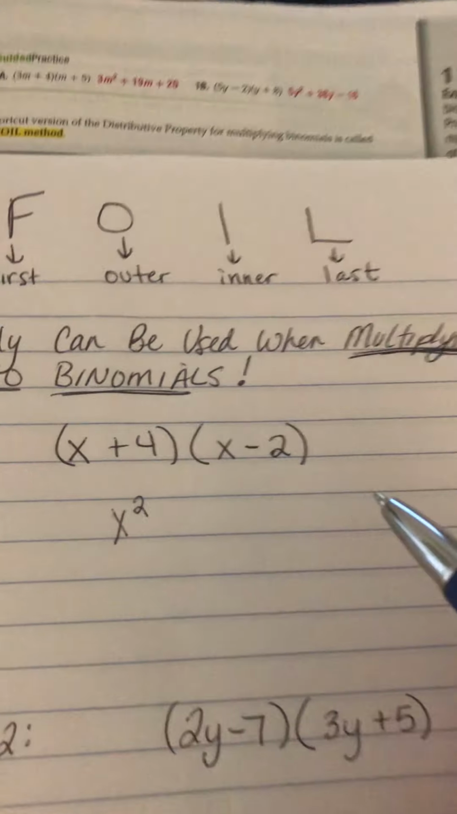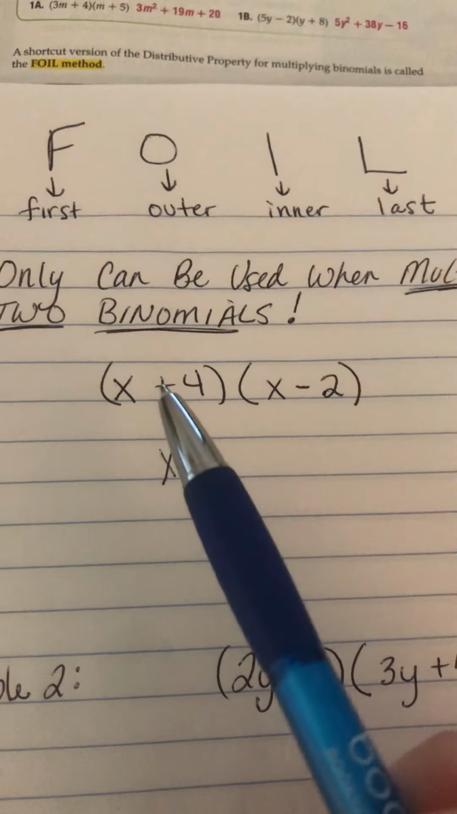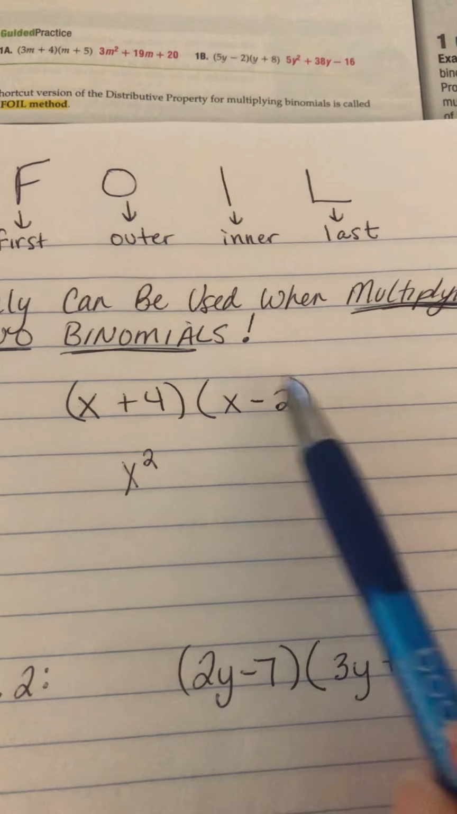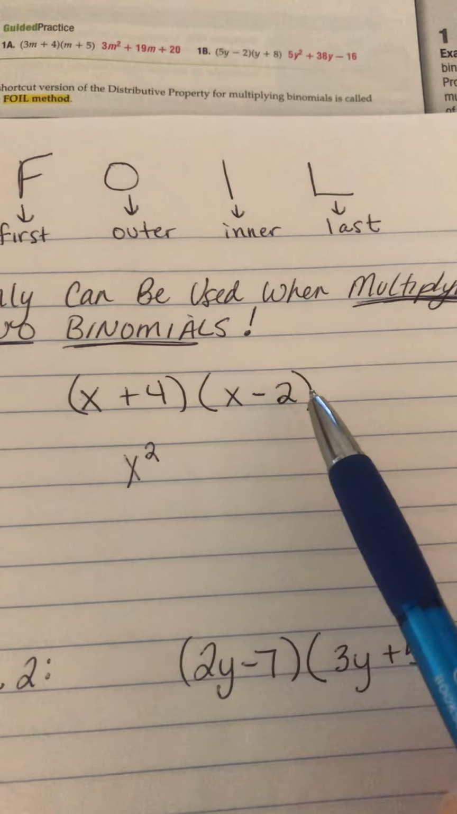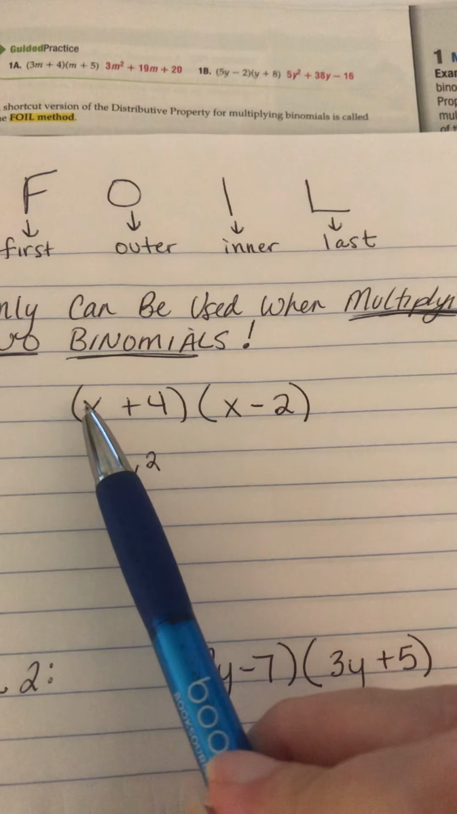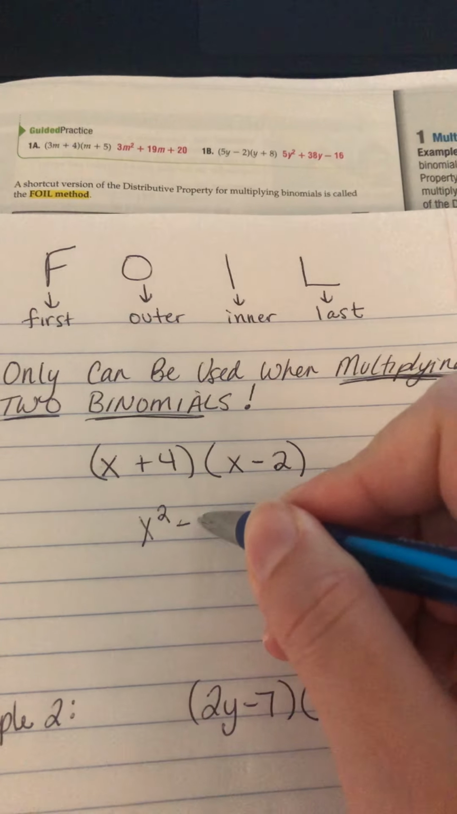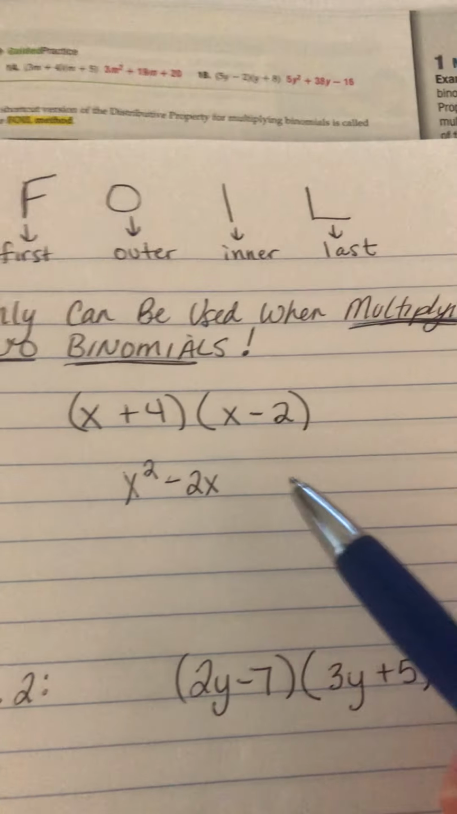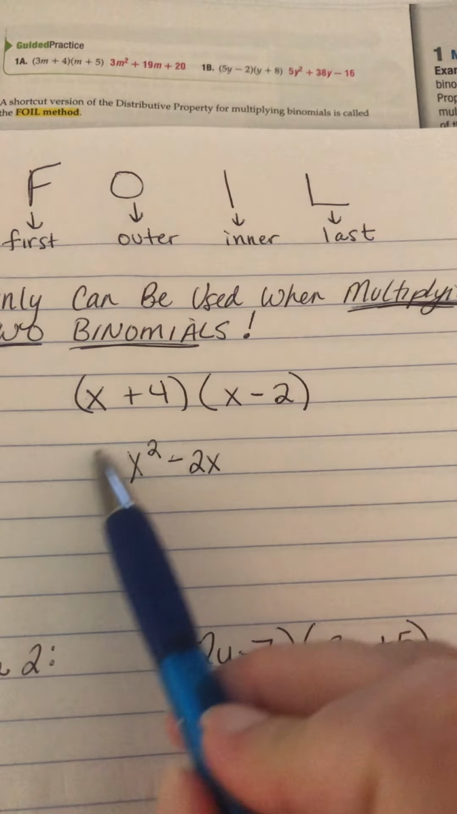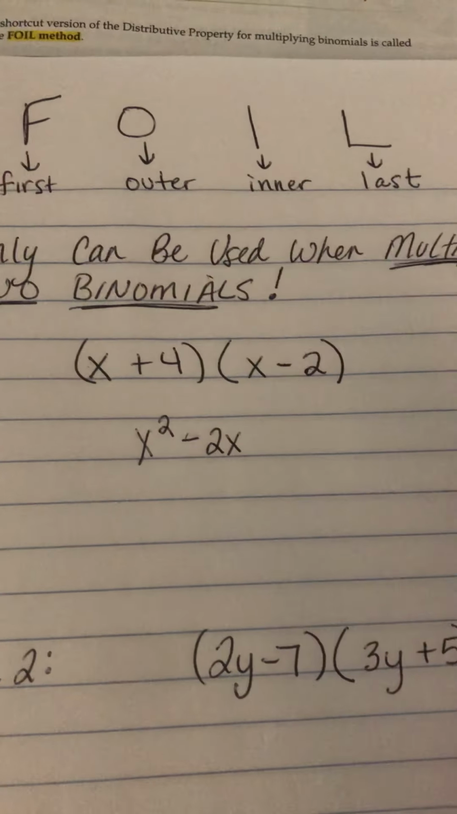would be x squared. Next we're at the O, which is outer. The outers are the terms on the outside of the problem. So we have x on the outside, and a -2 on the outside. You multiply x times -2, which is -2x, and that becomes another term of your answer. We're creating the product of this binomial times this binomial.